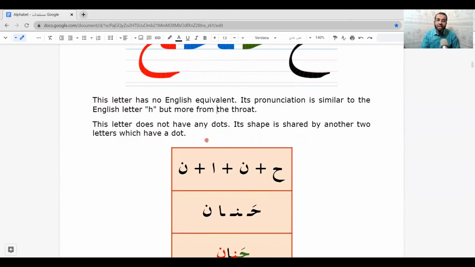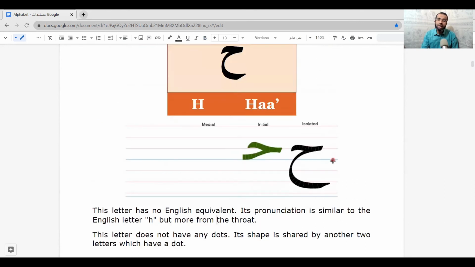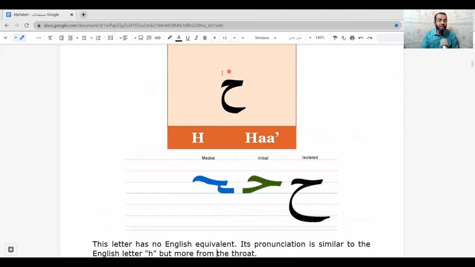This letter, as you see, doesn't have any dots. Its shape is shared by another two letters which have a dot. So as you see here, ha doesn't have any dots, but there is another letter which has a dot above it here, and another letter which has a dot below it here, and we will study both of them later on.